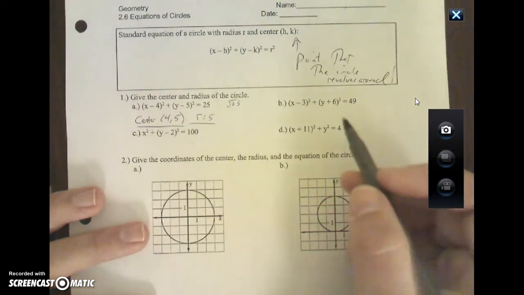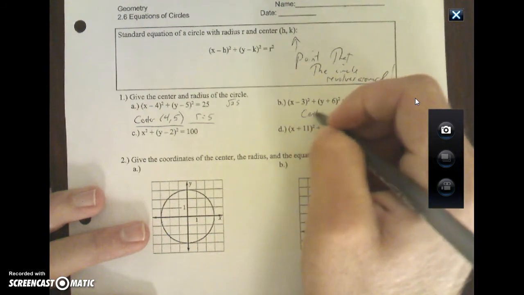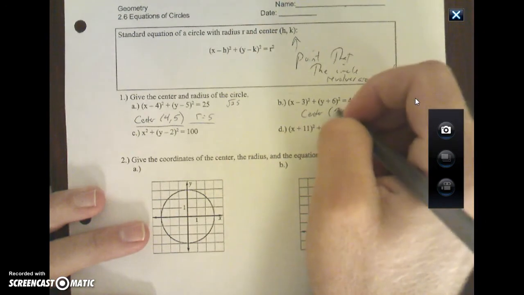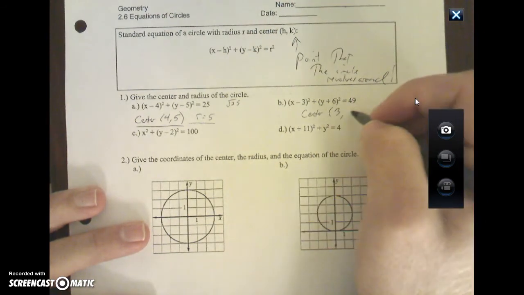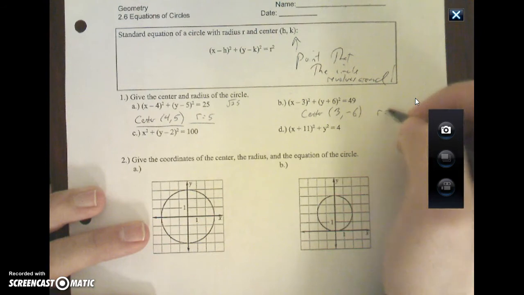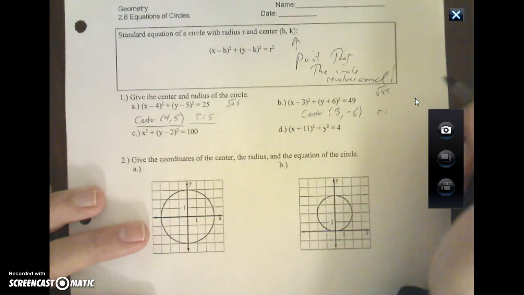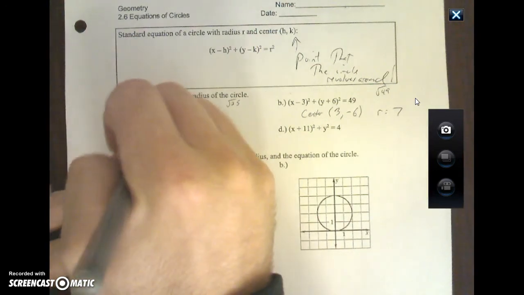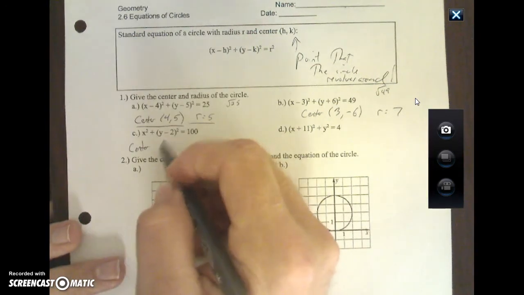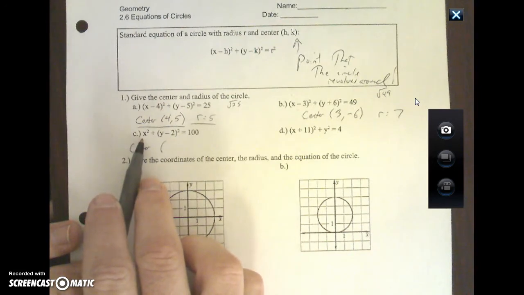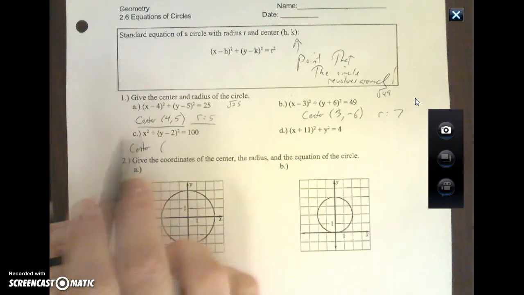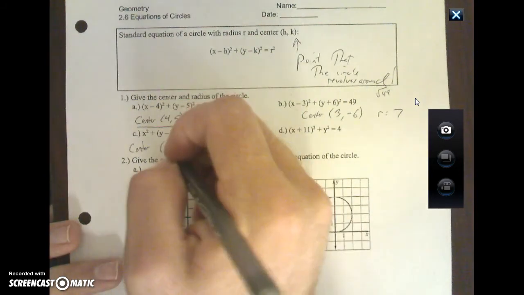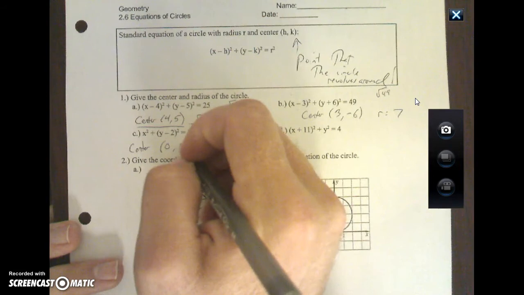Now, over here to the right, part B, center. Think about opposites. What's the opposite of -3? +3. What's the opposite of +6? -6. And then what's the square root of 49? 7. There we go. Ready for a really tough one? Okay, hold on tight. What number is next to the x inside the parentheses? At this time, you'll notice that there is nothing left of it, right? So it's just a 0. And then the opposite of -2 is +2.